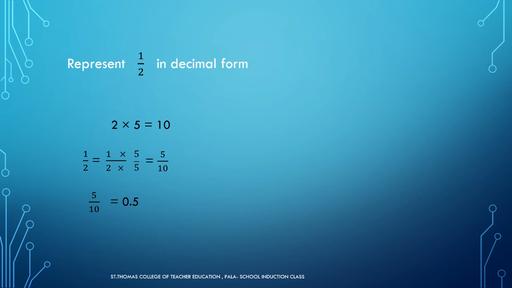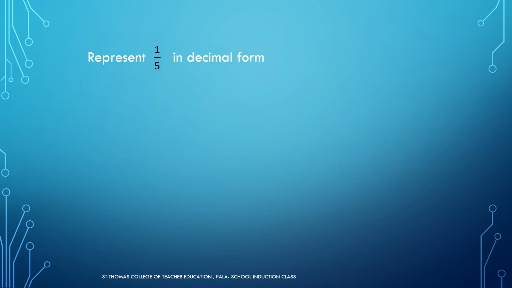Now can you tell me the decimal form of 1 by 2? Yes, the decimal form of 1 by 2 will be 0.5 because 1 by 2 is equivalent to 5 by 10. Very good. So let's do another problem. Now it's your turn. You have to do it by yourself. What will be your first step?